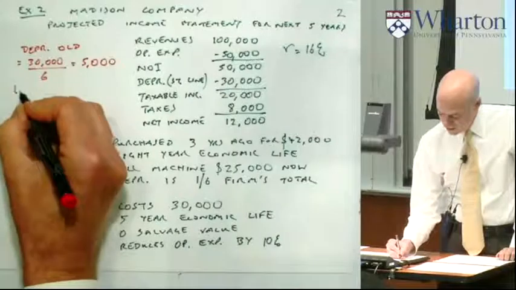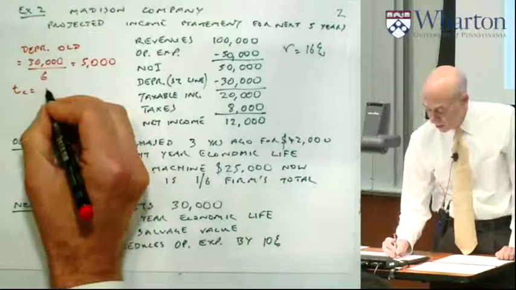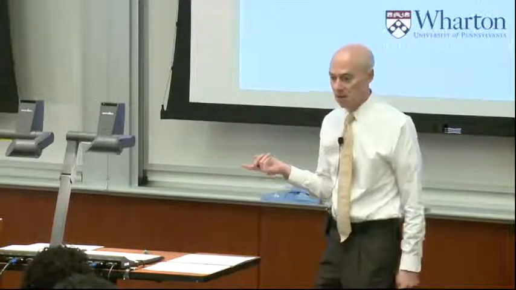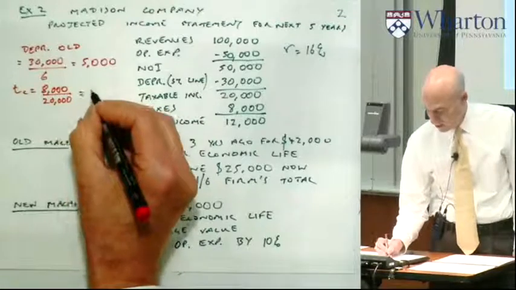And then TC is going to be what? Are we given it directly? We're not given it directly, so what do we have to do? We have to figure out from the data we've got what it must be. What is it here? It's 40% because you've got a taxable income of 20,000 and taxes of 8,000, so it's 8,000 divided by 20,000, which is 40%.